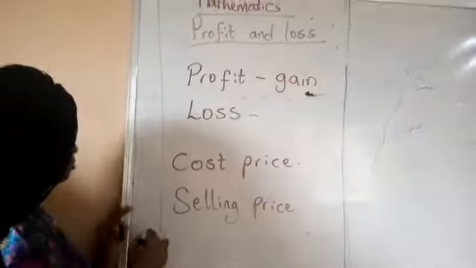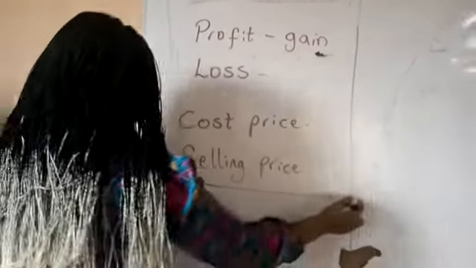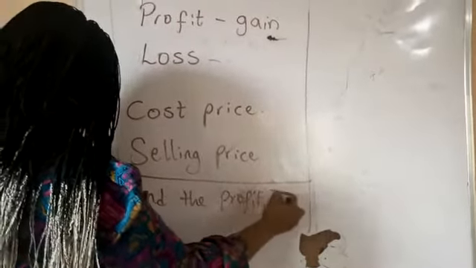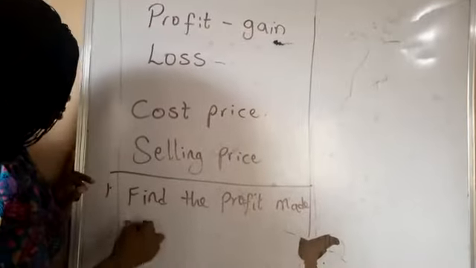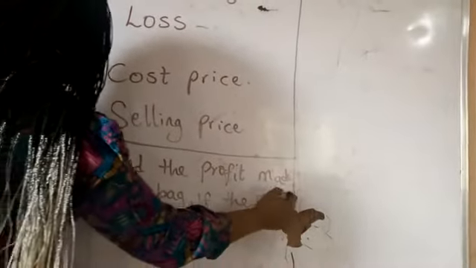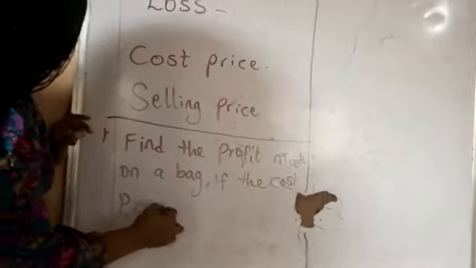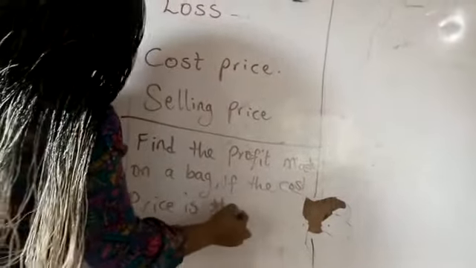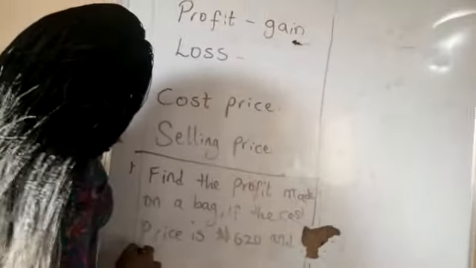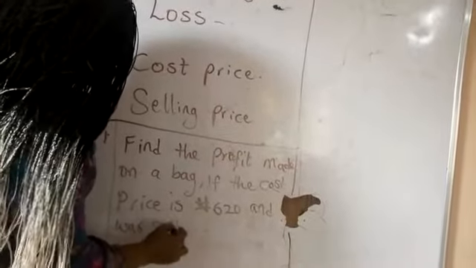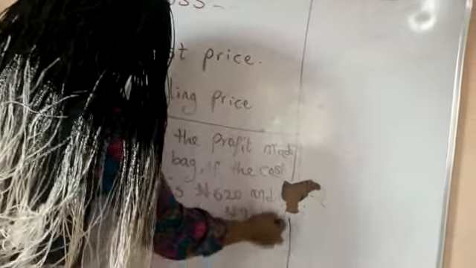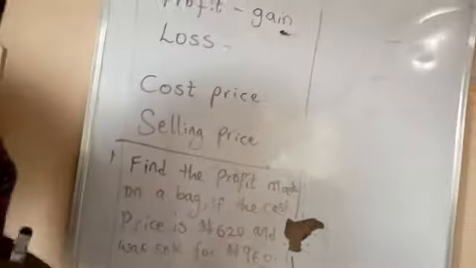Now let's look at a question here. Find the profits made on a bag if the cost price is 620 naira and was sold for 960. Now we have to find the profits made on a bag.